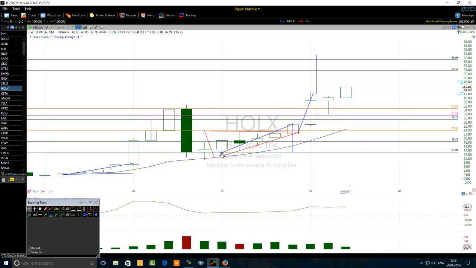Okay, so here is our right angle triangle, and now we use the height of that right angle triangle technique and project it here. So we have a target right here.